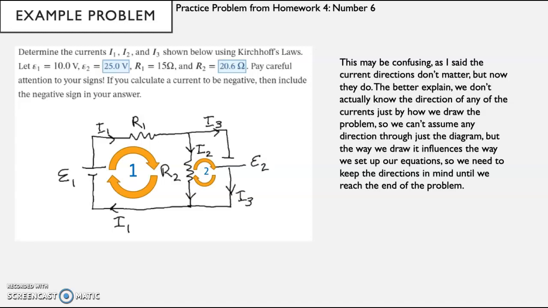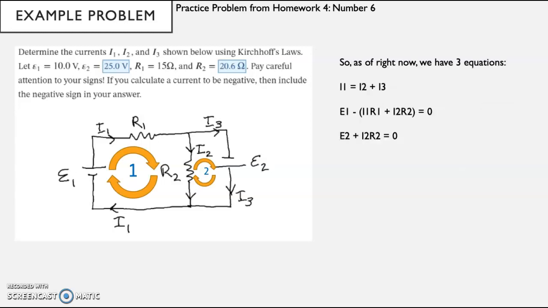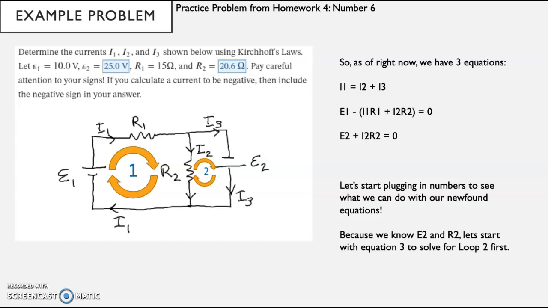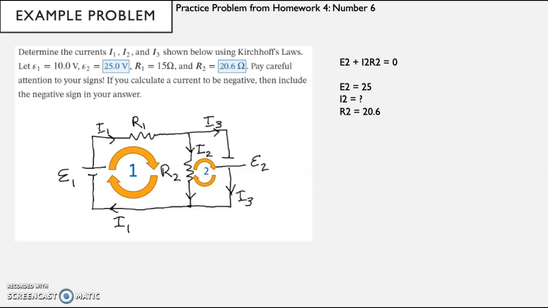To better explain, we don't actually know the direction of any of the currents just by how we draw the problem, so we can't assume any direction through just the diagram, but the way we draw it influences the way we set up our equations, so we need to keep the directions in mind until we reach the end of the problem. This may become clearer once we are done, so just hang on. So as of right now, we have 3 equations. So let's start plugging in numbers to see what we can do with our new equations.